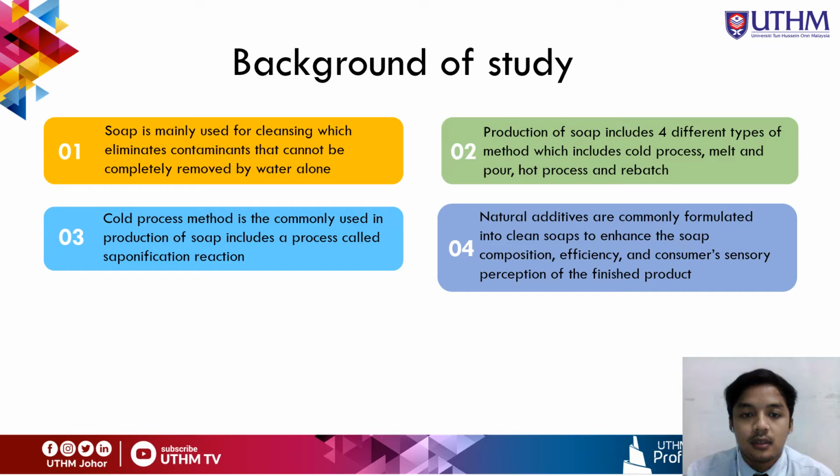Okay, so for background study, soap is mainly used for cleansing, which eliminates contaminants that cannot be completely removed by water alone. The production of soap involves four different types of method, which are cold process method, hot process method, melt and pour, and also rebatch. Cold process method is the most commonly used in the production of soap, which involves a process called saponification reaction. And the last one is that natural additives are also added into the soap to enhance soap composition, efficiency, and also the consumer sensory preference of the finished product.